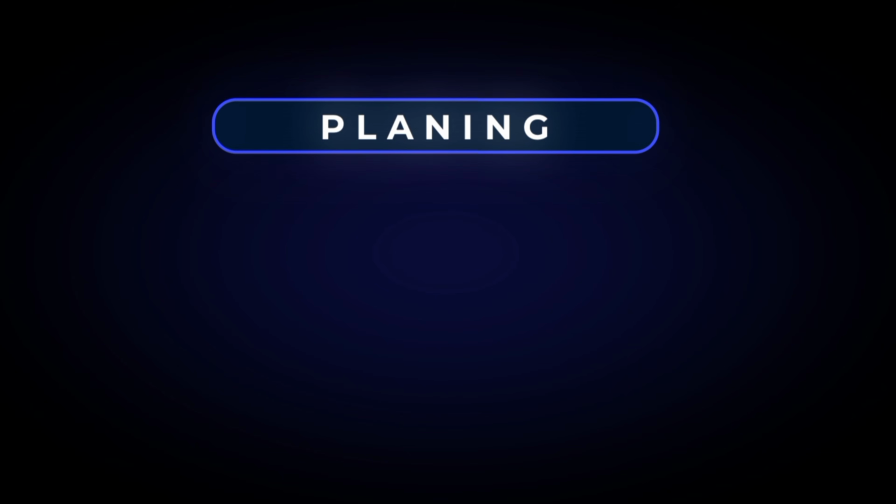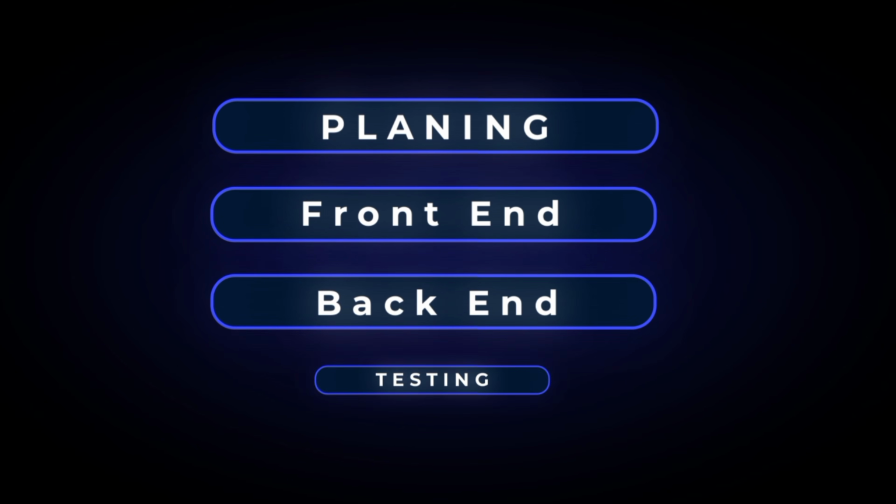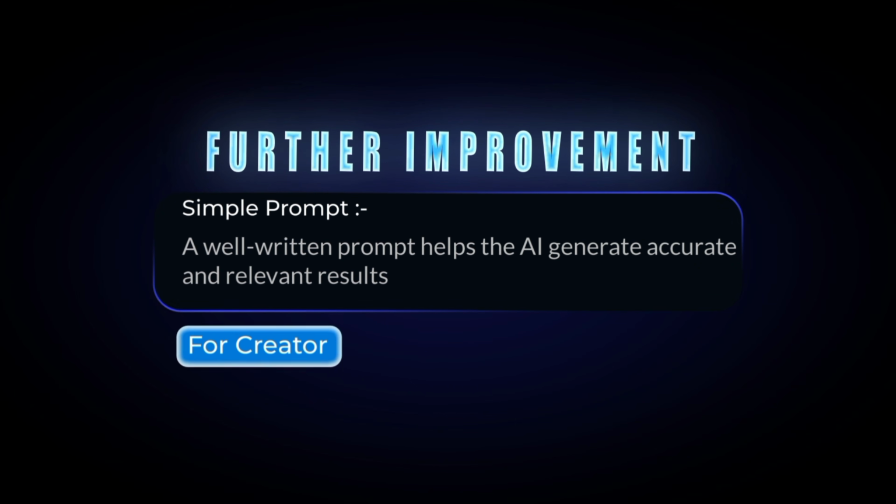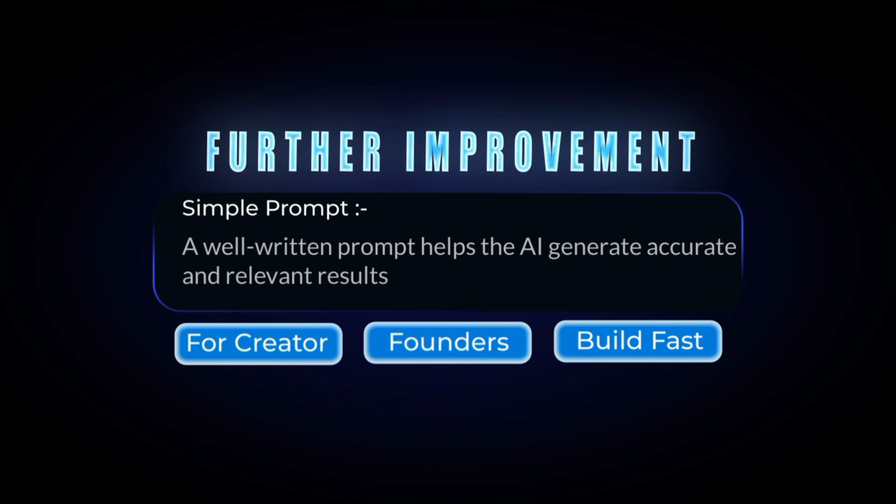So overall, this is what I liked about Verdant. It didn't just generate a basic website. It helped me turn one real creator problem into a working product with planning, front-end, back-end, testing, and even further improvements through simple prompts. For creators, founders, or anyone trying to build faster without managing a full team, this kind of AI workflow can save a lot of time.